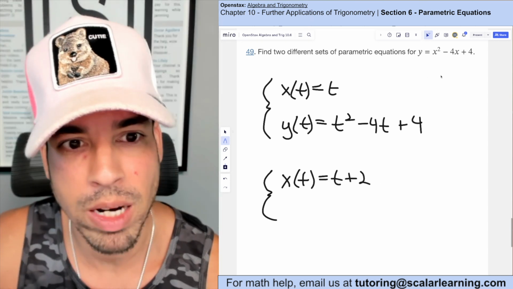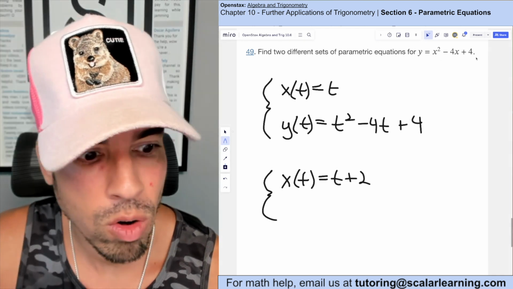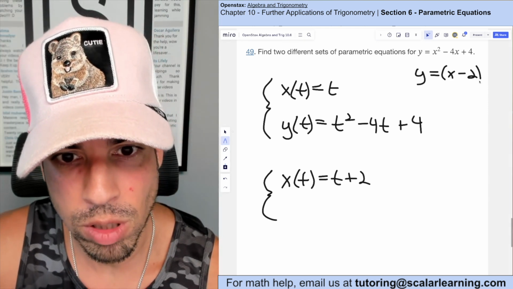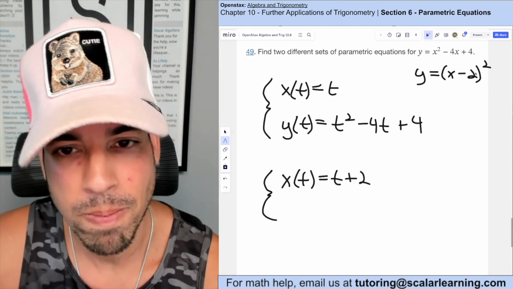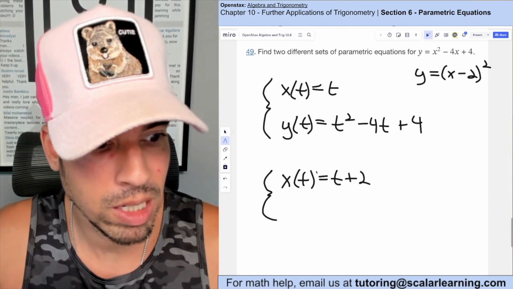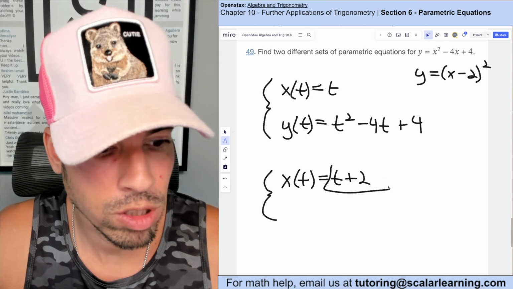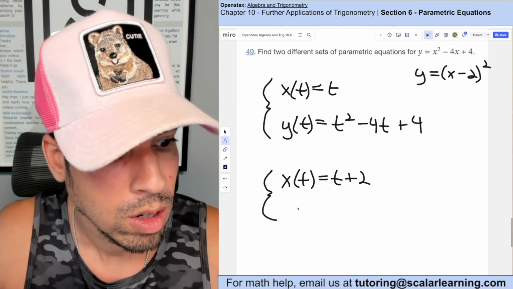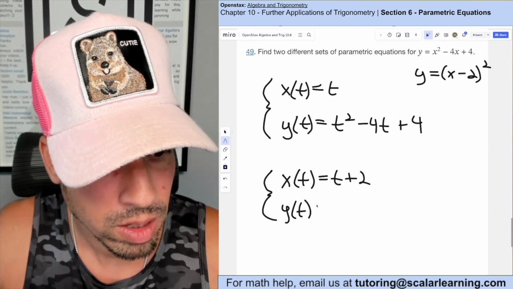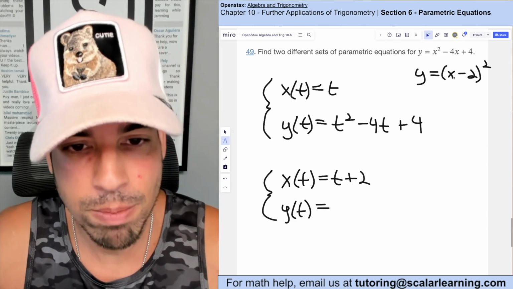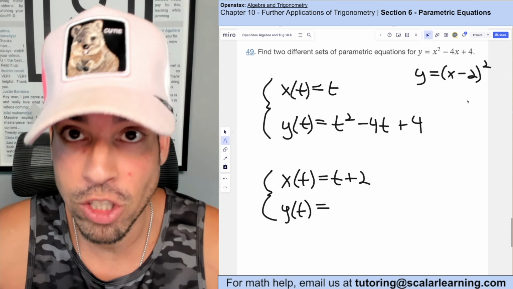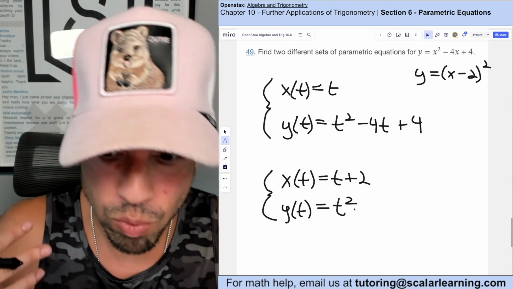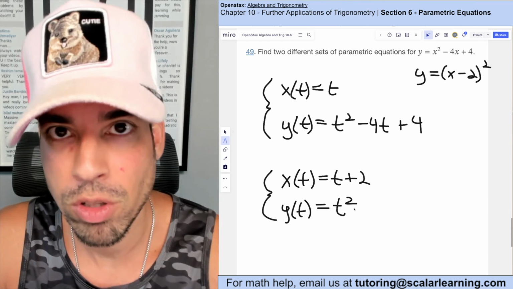Now the reason why this is great is because this can also be factored into y equals x minus 2 times x minus 2, or x minus 2 squared. So that makes it easy, because if I'm now going to substitute this in for x in here, right, watch what happens. We get y of t equals, so then it's t plus 2 minus 2, which is just t. So then y of t is just t squared. So that gives us a really nice system, and those are the two examples.